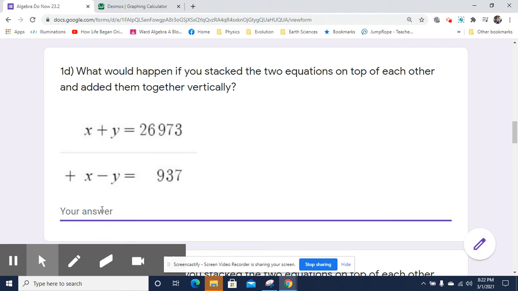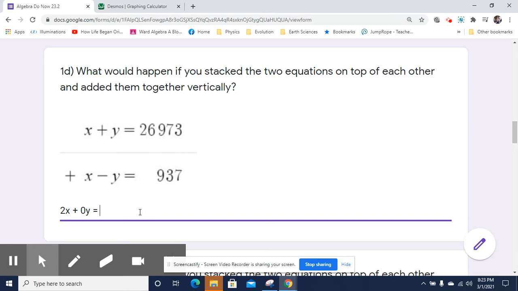So if I have x plus x, that's 2x. And then if I have y plus negative y, that's plus 0y, which is nothing, by the way. I'm going to get rid of it in a second. And if I add 26,973, well, let's work that out.